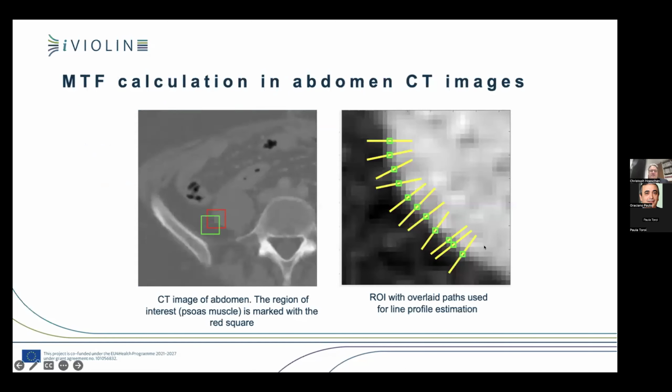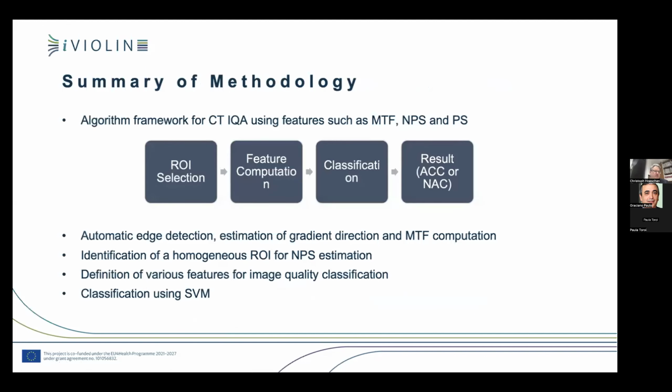And here you see an example from the i-Violin project from an abdominal CT image, where we mark a region. The red region is the psoas muscle, which can be used here to determine the MTF. And then the green region is a region outside the psoas muscle where we can determine the noise power spectrum, because there are no separated structures. And here you see how the gradients at each position are determined, and then all these lines are superimposed, and from that we can determine the line profile, and from that we can determine the MTF.